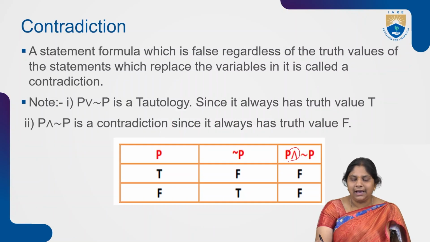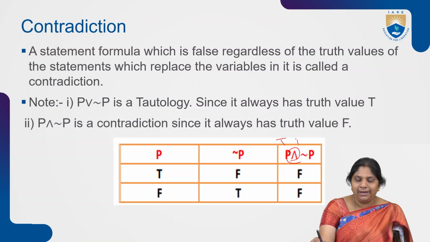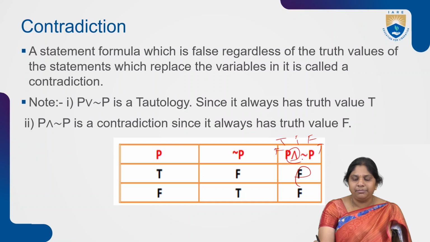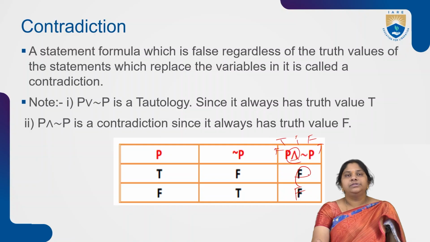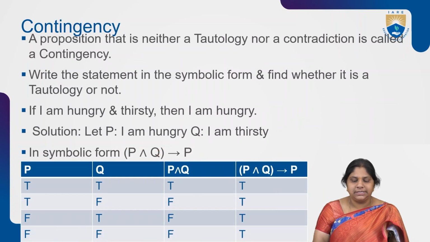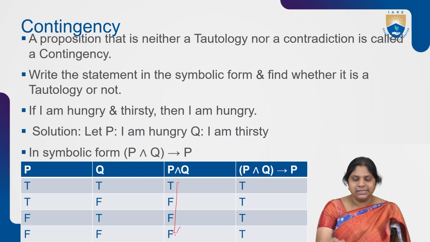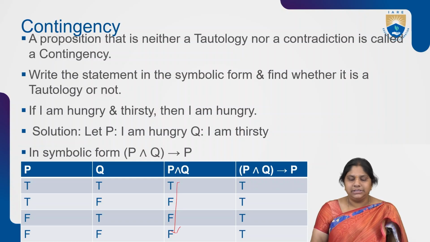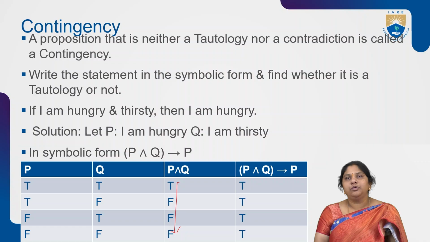Contradiction. If you are using the conjunction with the particular statement, P true means negation P will become false. Automatically the result is false. If P is false, negation P will become true, and using conjunction, the result is also false. So always P or negation P is a tautology, P and negation P is a contradiction. And contingency is the normal statement. It can provide either a true value or a false value. Now, no need to reach any conclusion whether it is a tautology or a contradiction.